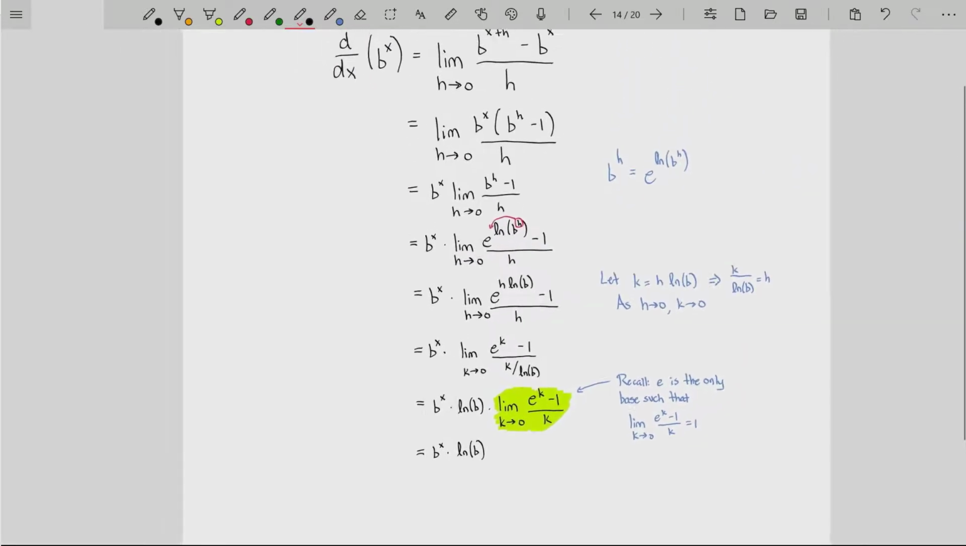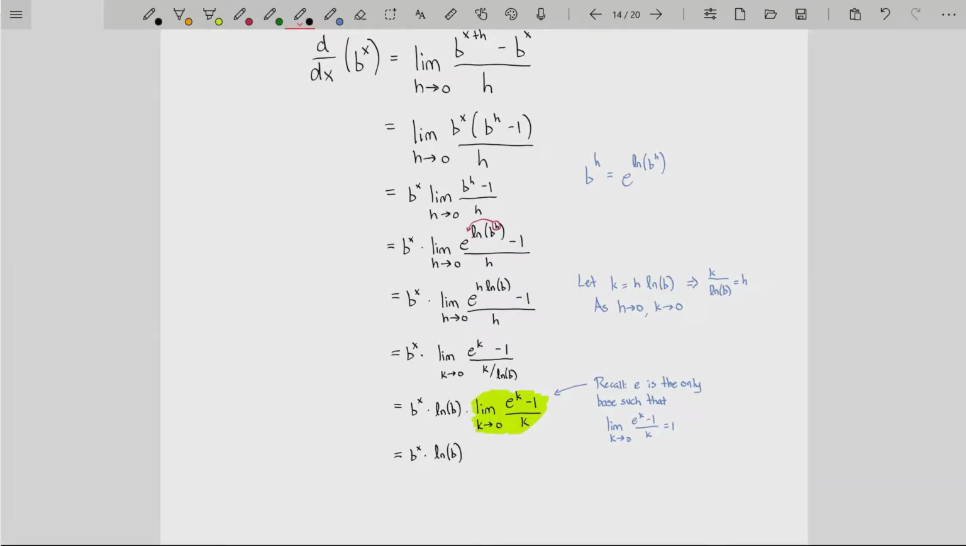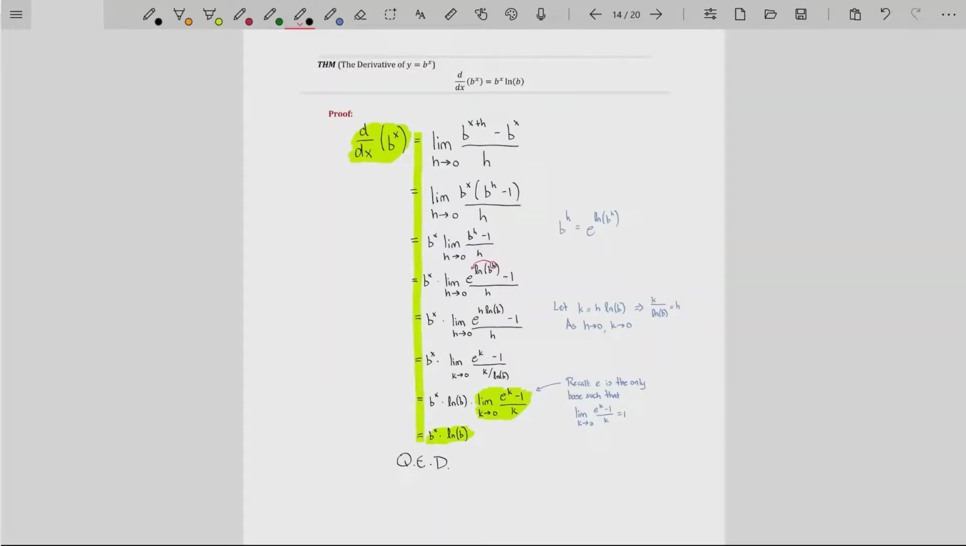So this tells me the derivative of an exponential function, base b, raised to the x power, is equal to, through a bunch of equal signs, b to the x natural log of b, QED. Let's go ahead and use that. Honestly, this theorem is so short, and I normally would probably reserve another video for examples of taking derivatives of exponentials, but you only need one. That's all you really need. So let's go ahead and do it.